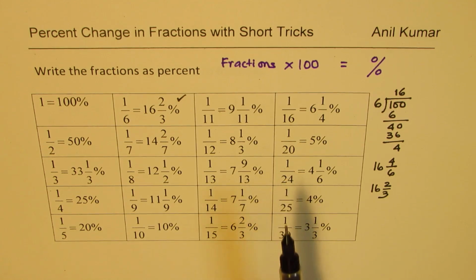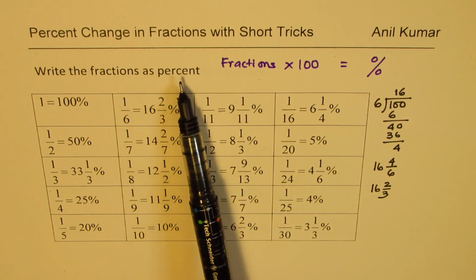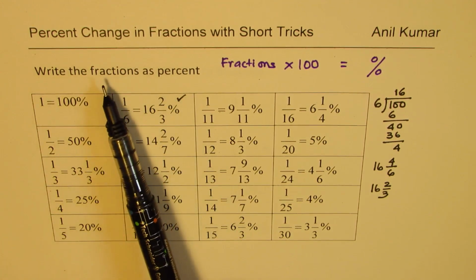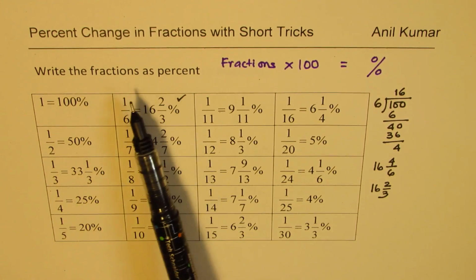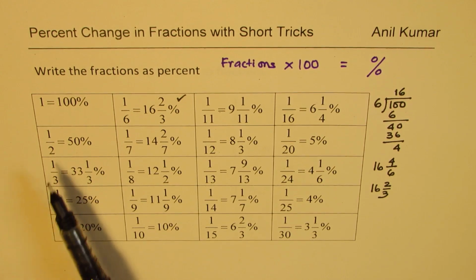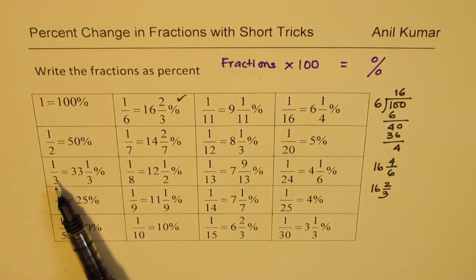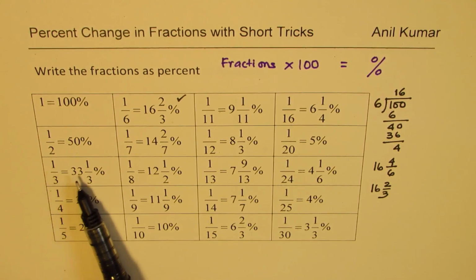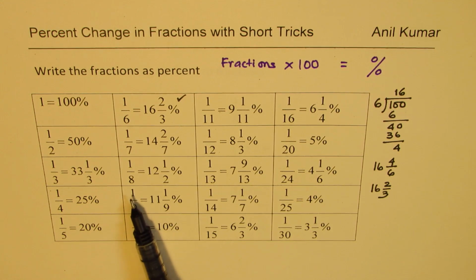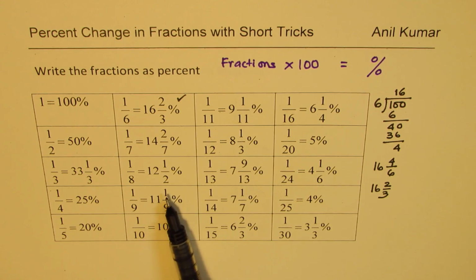In the first step, what you need to understand is to relate fractions as percent and percent as fractions. How do you do it? Just by practice. So 1 over 3 is same as dividing 100 by 3. You get 33, one remainder, dividing by 3. Correct? So likewise, you can do it. 1 over 9 means 100 divided by 9. So 9 times 11 is 99. 1 is the remainder. 1 over 9.